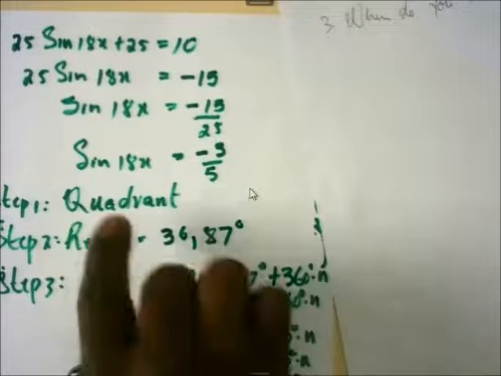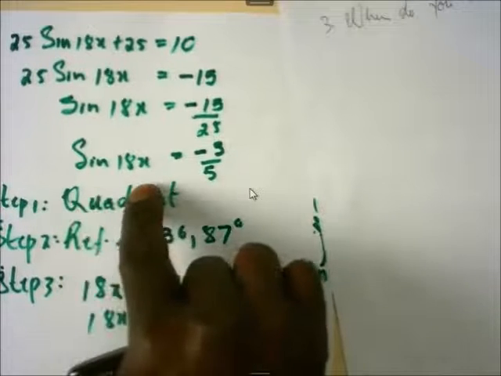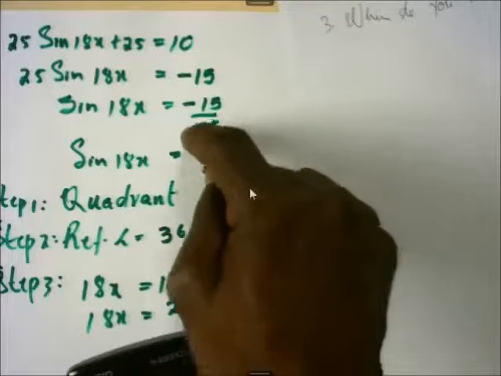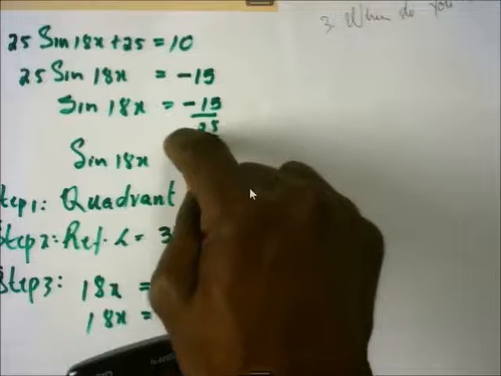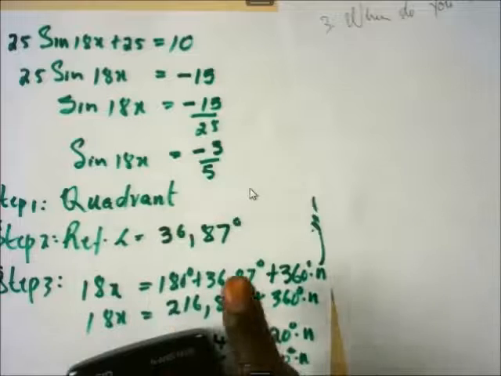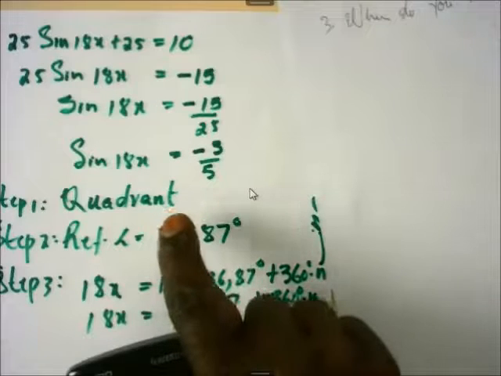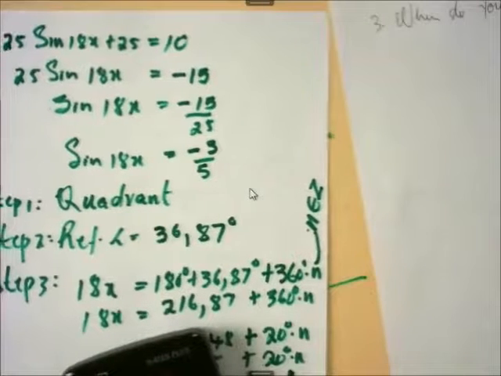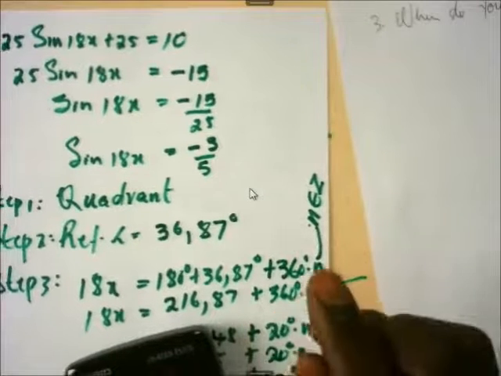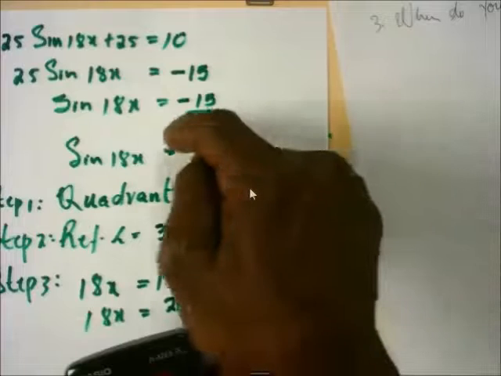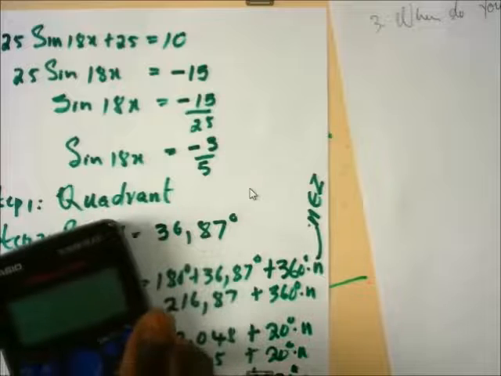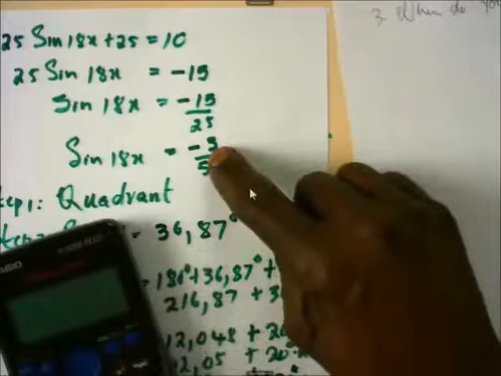So we had sine 18x equals minus 3 over 5. We said we are done with that minus because we have identified the quadrant. That is now step 1. That was sine is negative in the third and the fourth quadrant. So we are fine with that. So what we need to do is to find the reference angle.